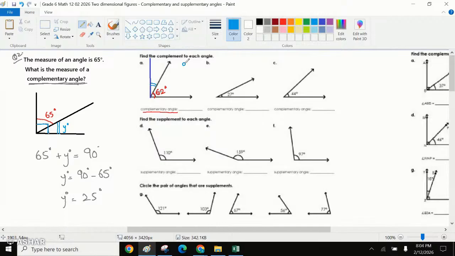So we can say 90 minus 62. 90 minus 60 is 30 and 30 minus 2 would be 28. That means the complementary angle for this shape would be 28 degrees. Agreed? The next question, they're asking us to find the complementary angle for question number B. Let's say I would start naming these questions as question numbers.